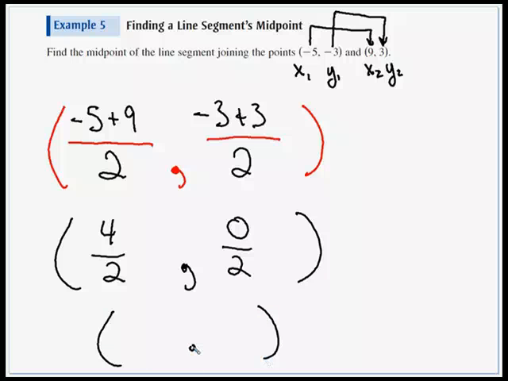And now those are going to be nice numbers when we do divide. 4 divided by 2 is 2. 0 divided by anything is 0. So there is the midpoint of our segment that would connect these 2 points. If we plotted those in the plane and we connected them with the line segment, the midpoint would be exactly at 2, 0.